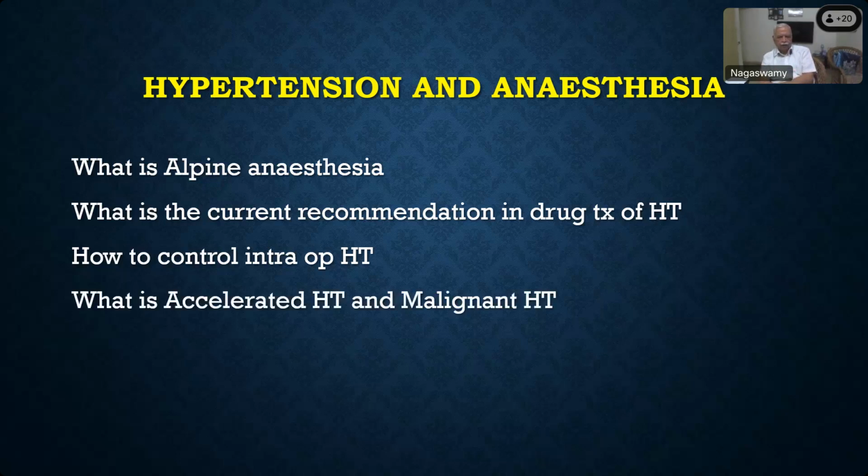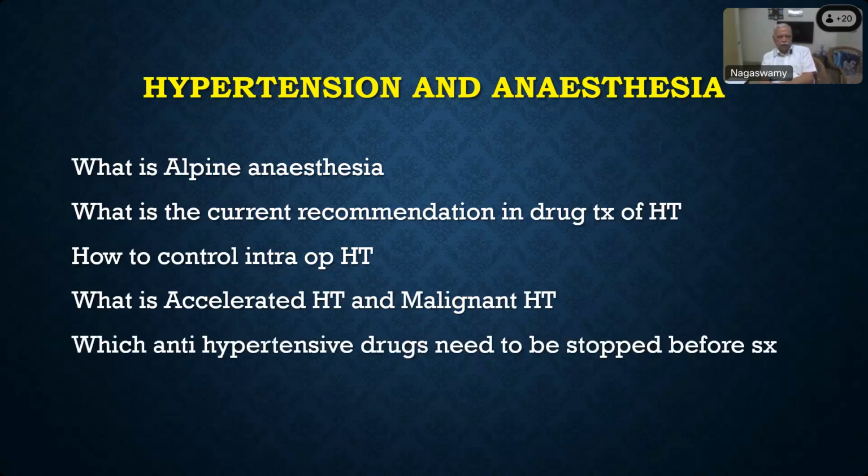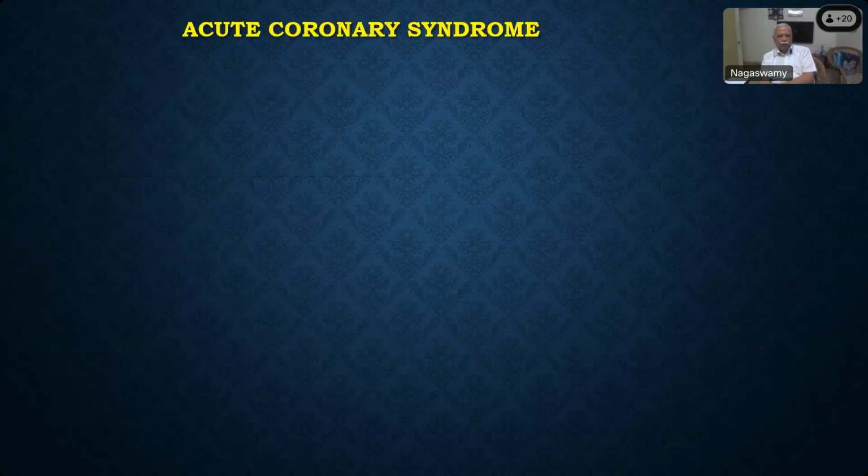So what are accelerated and malignant hypertension? We discussed that. Which antihypertensive drugs need to be stopped before surgery? That also all of you know. Now a few questions on acute coronary syndrome. What is the spectrum of acute coronary syndrome? Because IHD cases, these are the questions commonly asked in the examination. What conditions are called acute coronary syndrome?